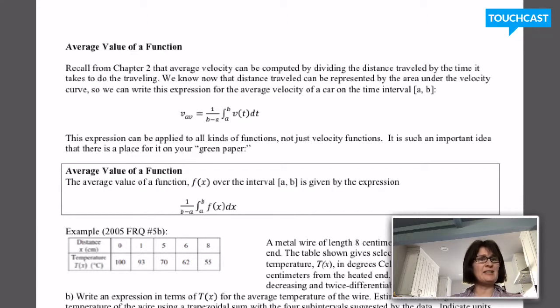So this definition in this box is critical, and there's a place for it on your green paper, so make sure it gets filled in. The average value of a function over the interval a to b is 1 over b minus a times the integral from a to b of f of x dx. So let's think about what that means.